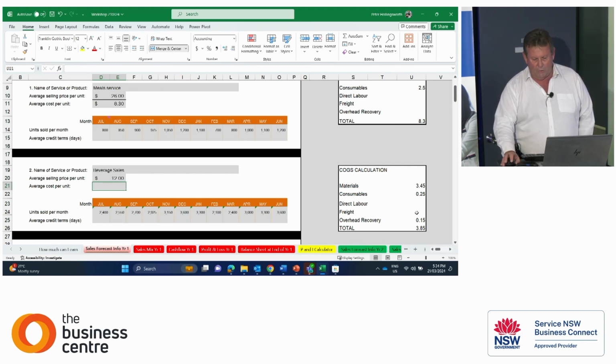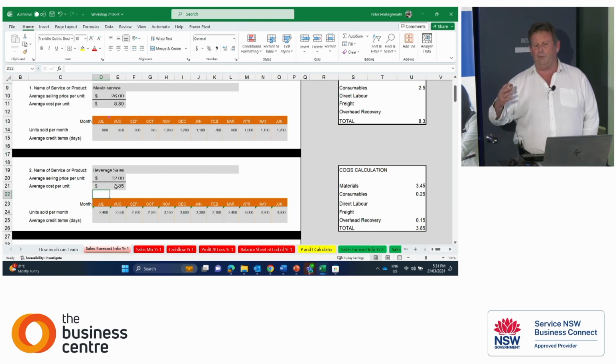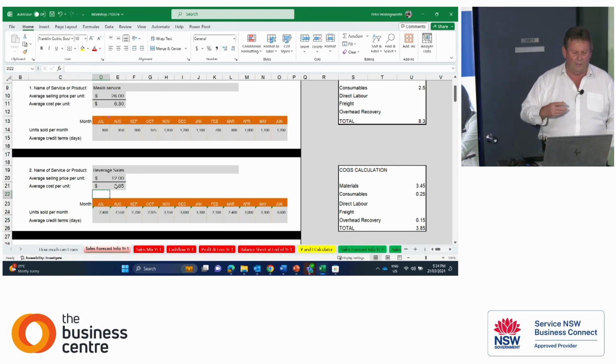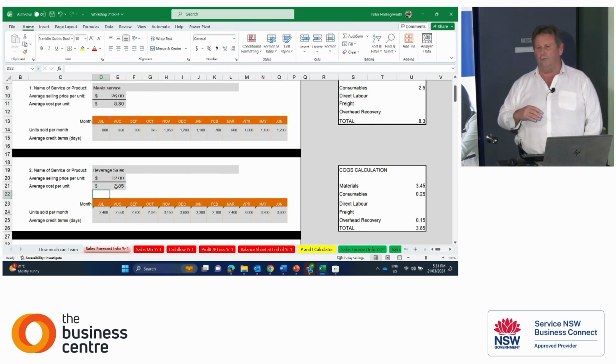And again, we've gone through and tried to understand what our costs are, our direct costs for that particular product. Different cost for different products, as you might think. So we might go with $3.85 for every $12 of revenue. So again, that's about a third, isn't it? Or if it was $4, it would be exactly a third of the 12.